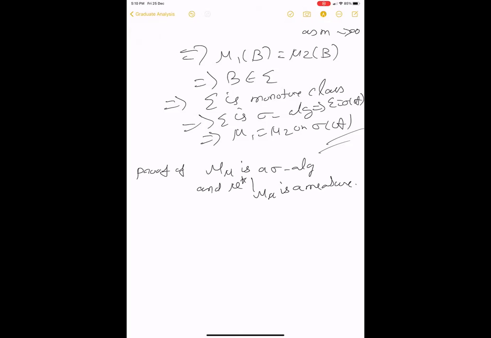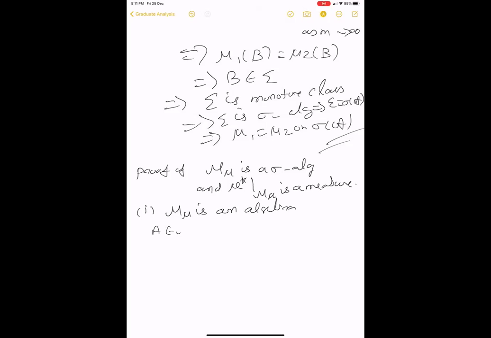First we want to prove that it's a sigma algebra, so we will go one by one. First, we prove that mu is an algebra. We want to prove it's a sigma algebra, so we will prove it is an algebra, and then we will prove that it's sigma additive. So what is the property of that?